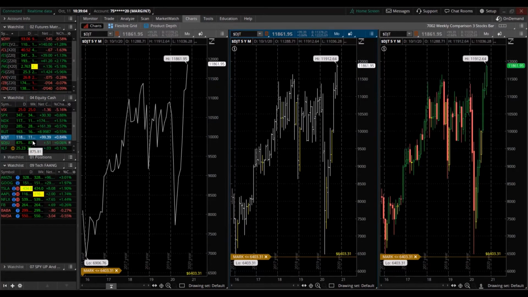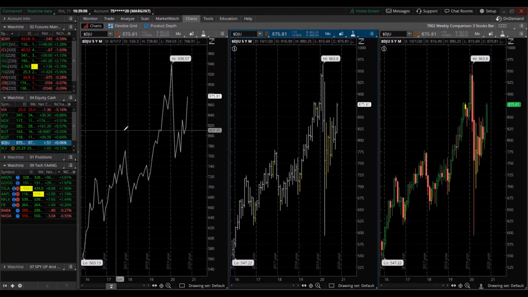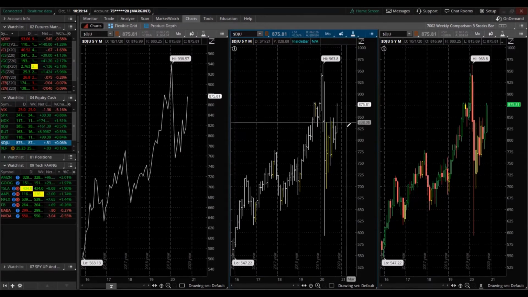Again, the Dow Transports Index is also on the S&P 500. The Dow Utilities, we are not at the all-time high. You can see here on the bar chart, it broke above the consolidation. Show the candlestick broke above the consolidation.